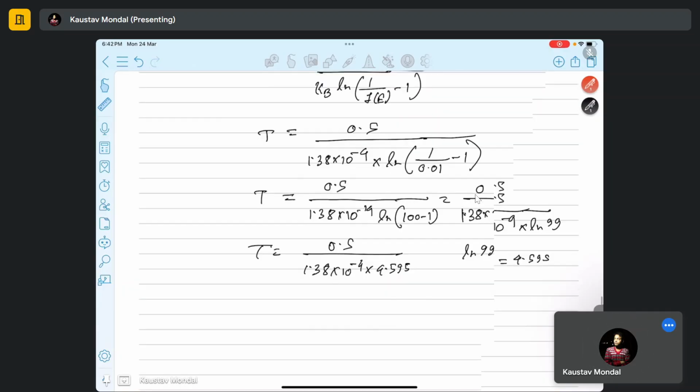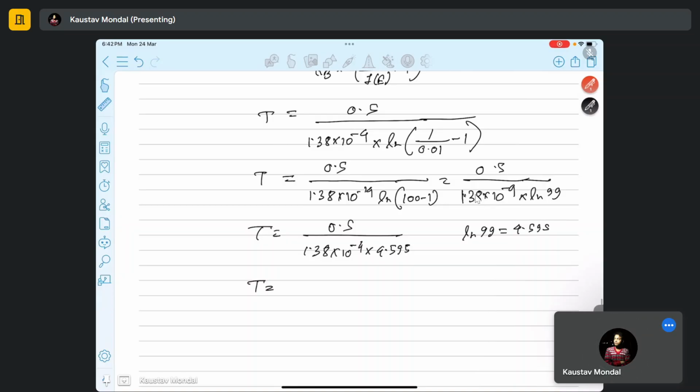So 4.595. This gives you 0.5 over 1.38 into 10 to the power minus 4, times 4.595, which gives 1261.8 Kelvin. That is the temperature.